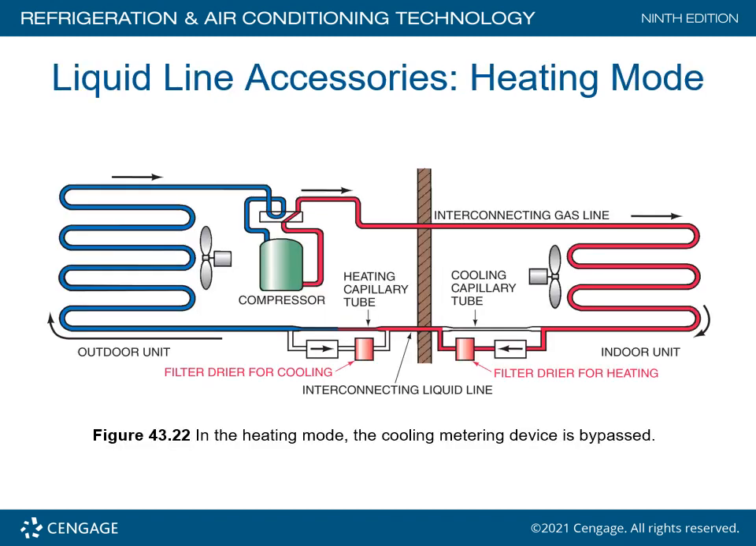Liquid line accessories in the heating mode. Here we have the compressor. Notice that we have the low pressure vapor. Here is our four-way valve. One thing that's common to the four-way valve is the compressor discharge line. This part of the piping system never changes. Please remember that. You're going to have three connections on top, one connection on the bottom. The bottom connection is always reserved for the compressor, so it's pretty hard to mess that up.